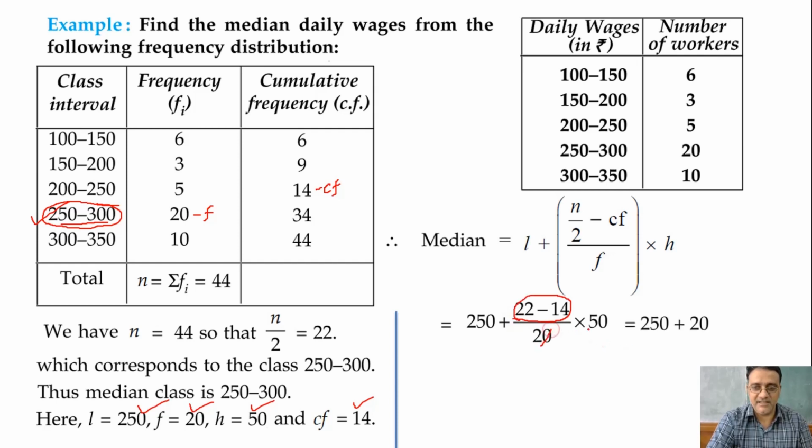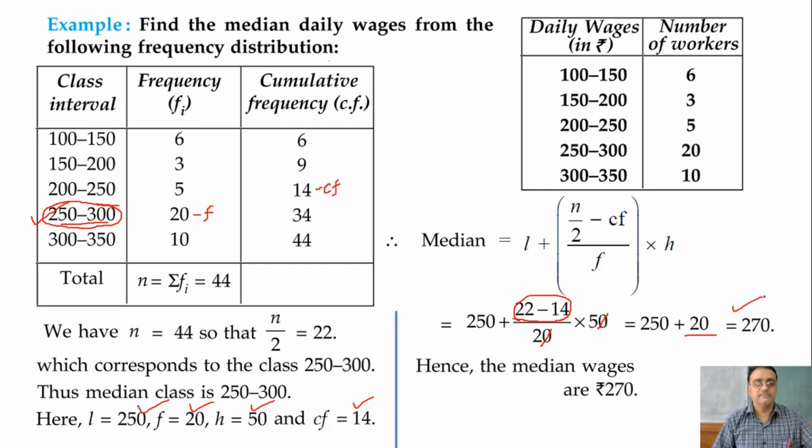and this we can simplify. 8 into 5 is 40 by 2, we get 20. So final answer is 270. Any doubt? No sir. Okay. What is the main thing is that here you should know how to find the median class. That is the main important thing. And the second important thing is the formula.